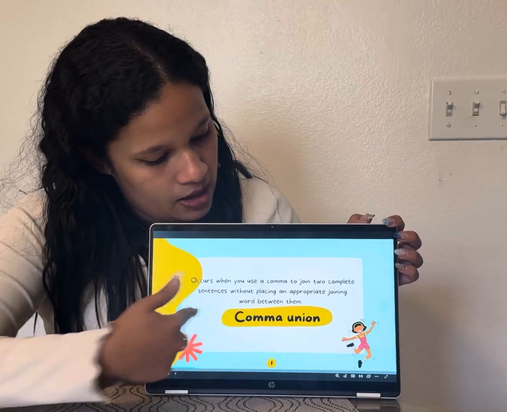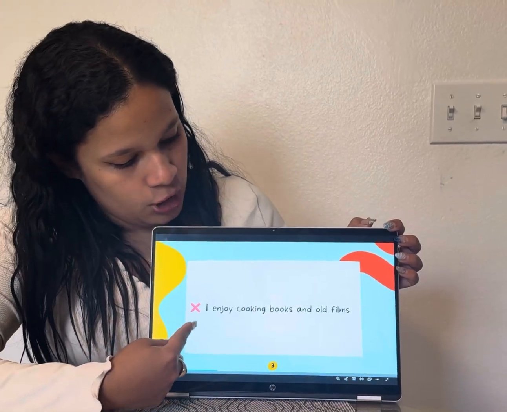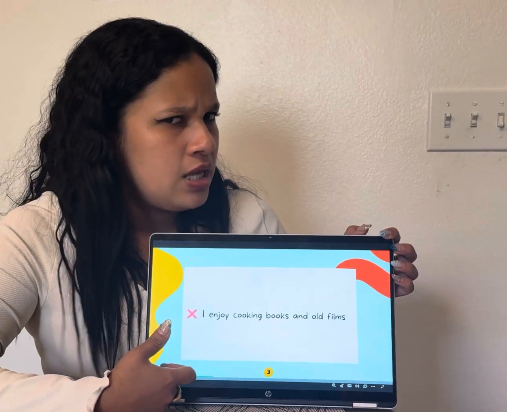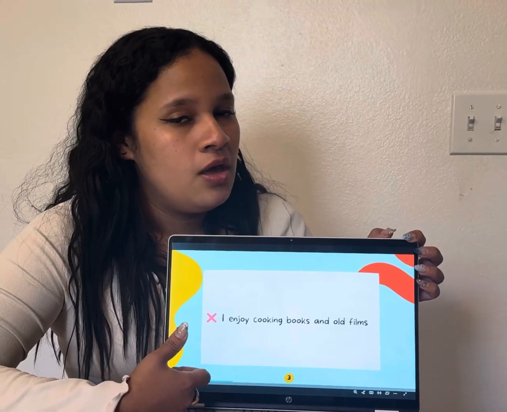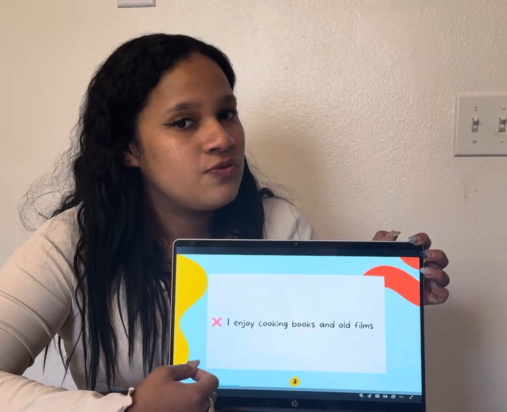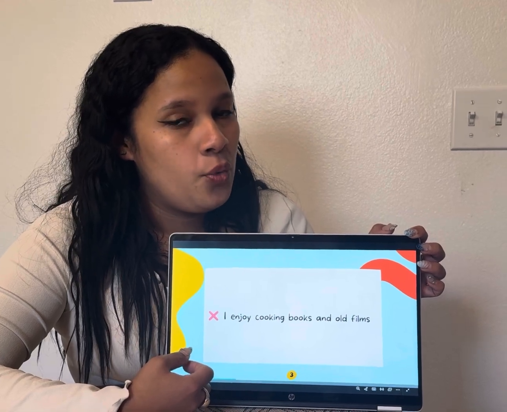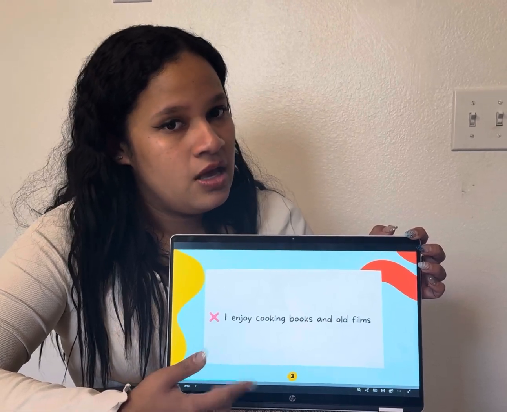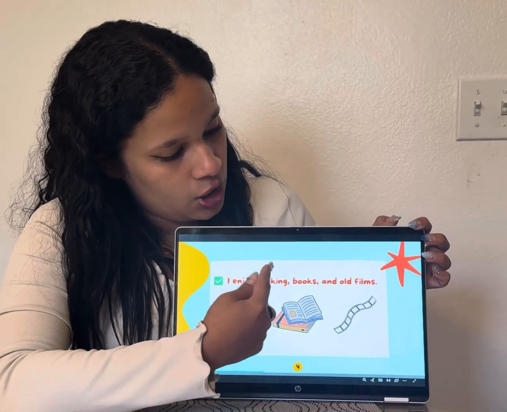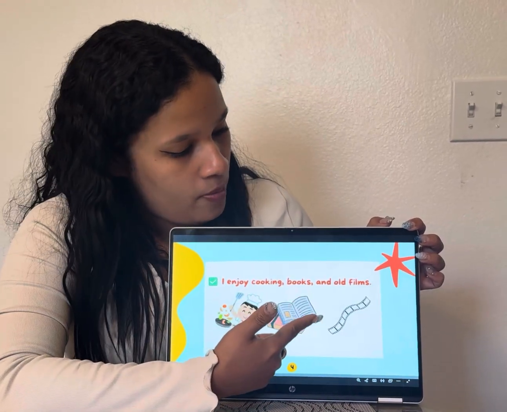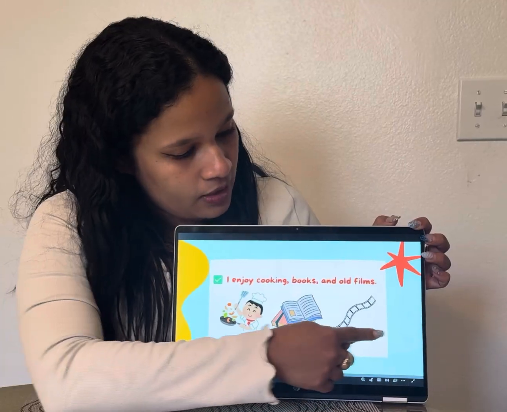So we have a common mistake that we do, that is: I enjoy cooking books and all films. If you look in there, you might think that I'm cooking some books. But syntax is like a GPS for sentences. Without it, we might end up making these mistakes. So the right way to place the commas in here is: I enjoy cooking, comma, books, comma, and all films.